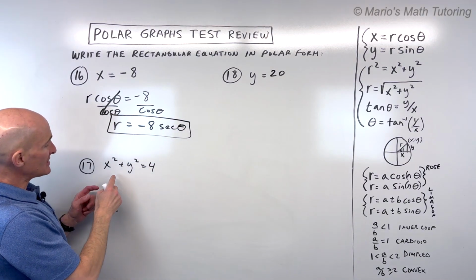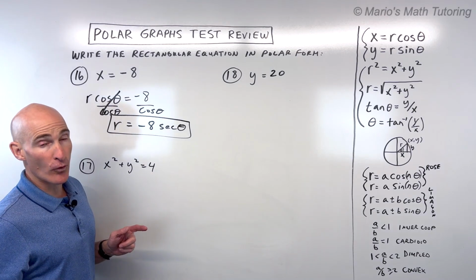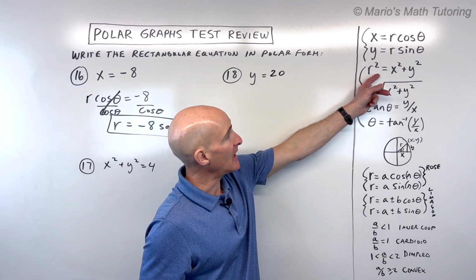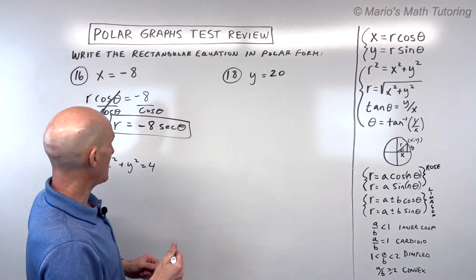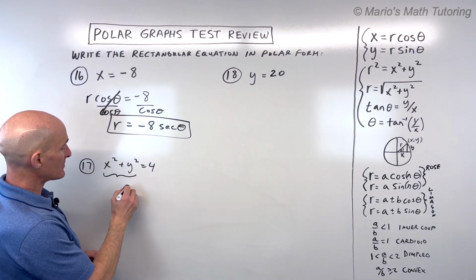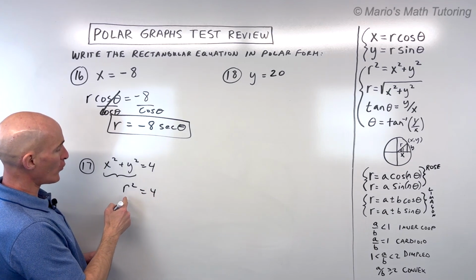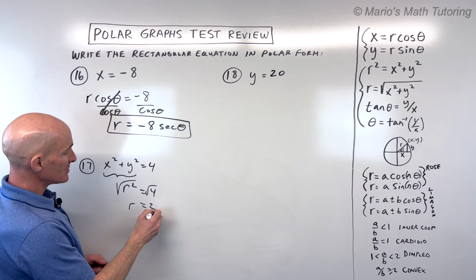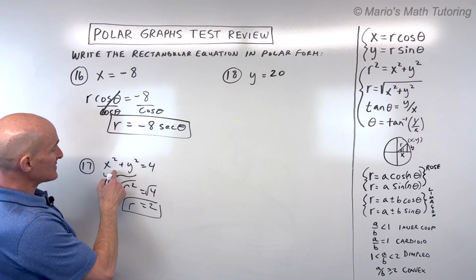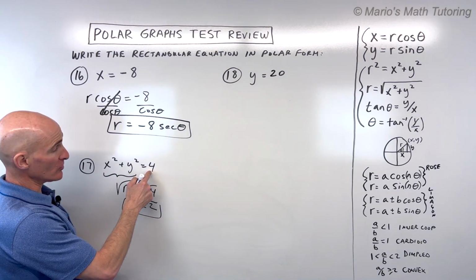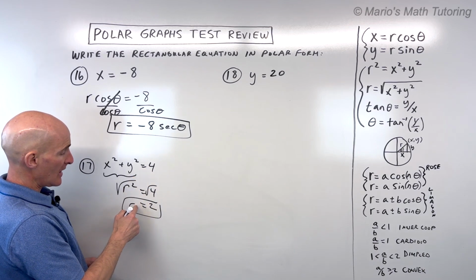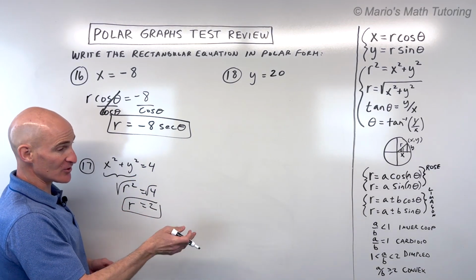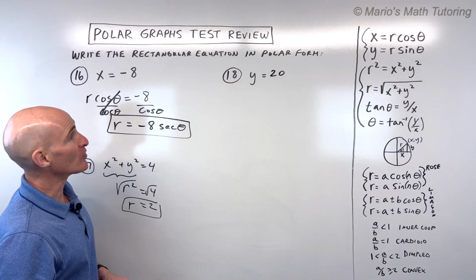Okay, for number 17, we have x squared plus y squared equals 4. Again, I want to get rid of the x's and y's. I just want r's and thetas, and I know that r squared is equal to x squared plus y squared. So I can make this substitution. r squared is equal to 4. If I take the square root of both sides, I get r equals 2. And that makes sense because this is the equation of a circle with radius 2. Remember how this is r squared. And this is also a circle with radius 2. But notice the polar is a lot simpler. r equals 2. It's just an r value of 2, a radius of 2.